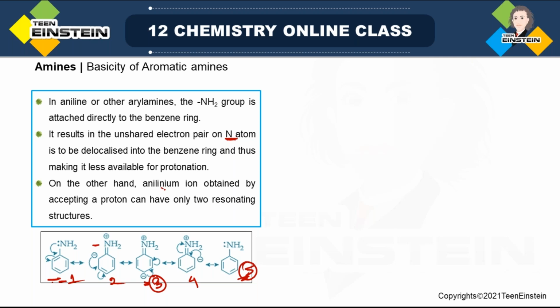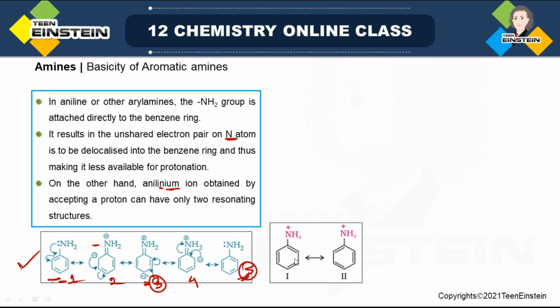But if you consider the anilinium ion, this molecule is aniline, but what is the anilinium ion? Suppose aniline is protonated, now it will be something like this, NH3 plus. In the anilinium ion, you can have a maximum of 2 resonating structures, and there is no change in this part, the only change is in the benzene ring.